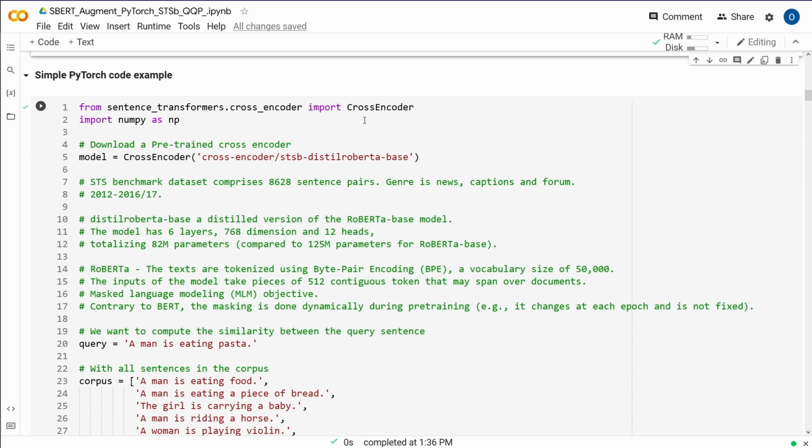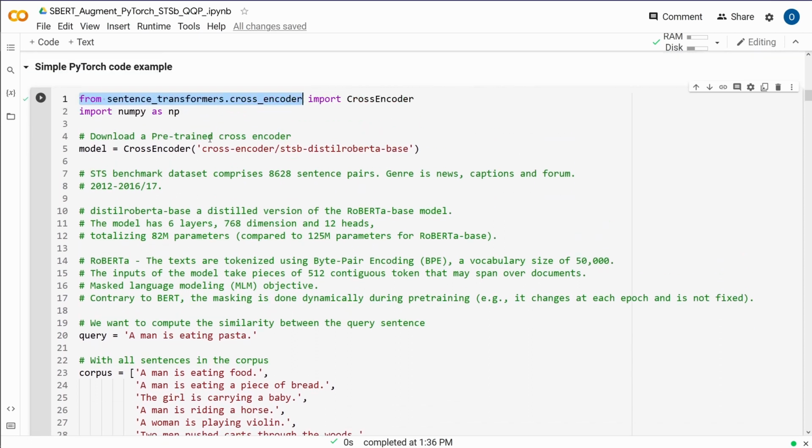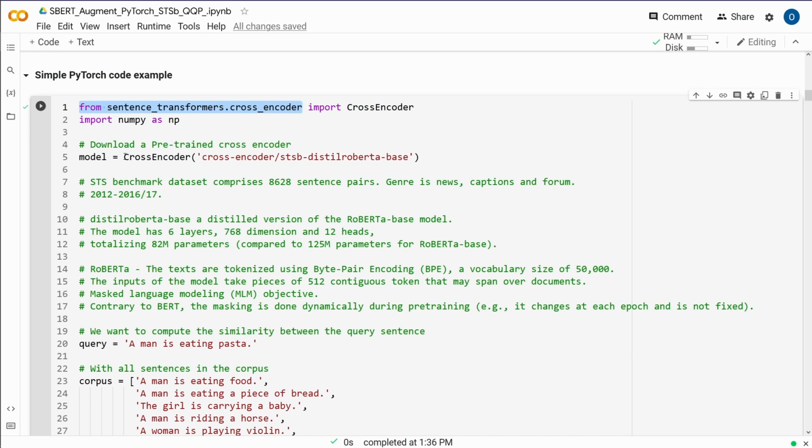As I showed you, it is a specific class, the cross-encoder. So we just write from sentence transformers import CrossEncoder, and then we download a pre-trained cross-encoder. Everything is done. Imagine, this beautiful. But let's not be too happy.